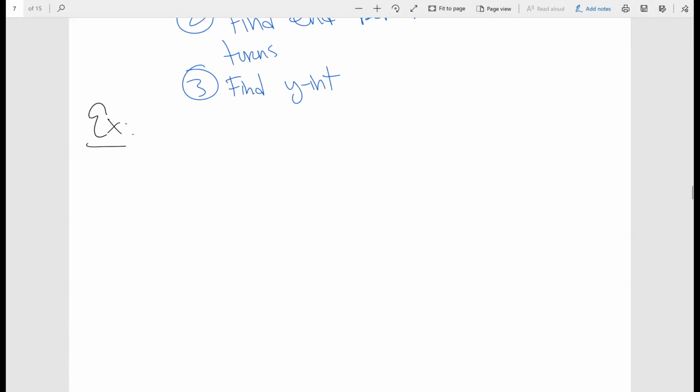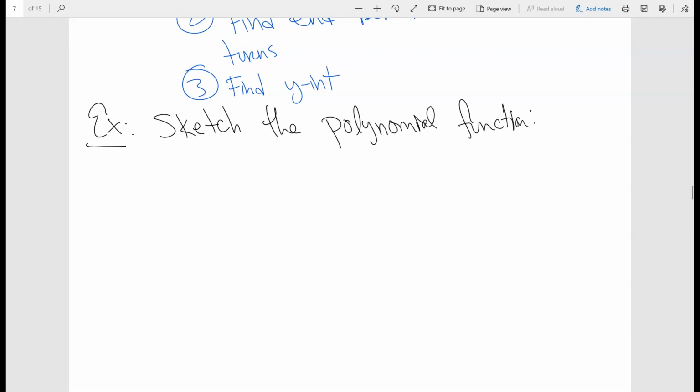Okay, so sketch the polynomial function. So let's say we had f of x is equal to 2x plus 3 squared times x minus 5. So let's say we have something that looked like that. So let's go using these 3 different steps.